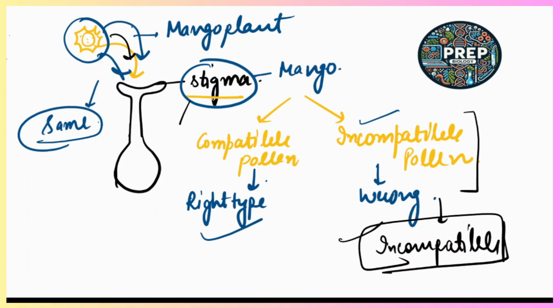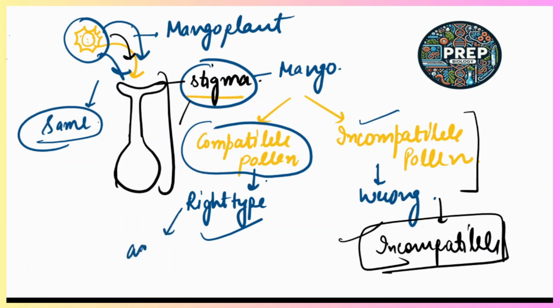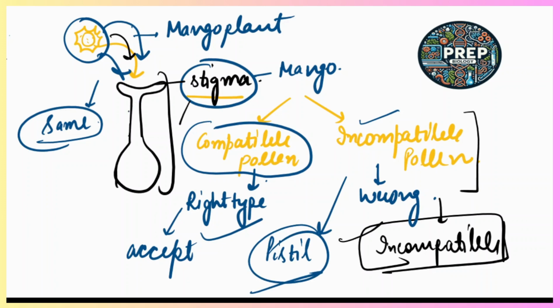Now, the stigma or the pistil has the ability to reject or accept the pollens. If the compatible pollen comes, that means the same type of pollen, then it will accept the pollen. If incompatible pollen lands on the stigma, the pollen is rejected by the pistil. So the pistil has the ability to recognize the right type of pollen.